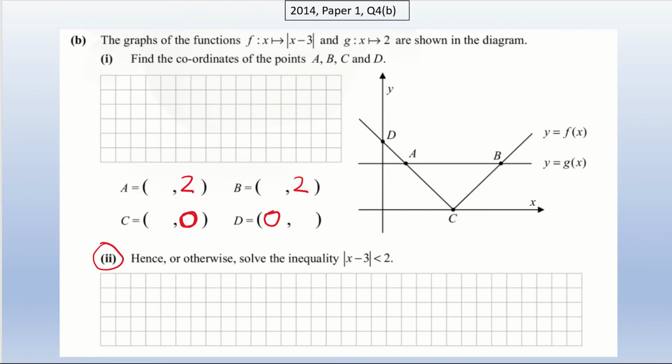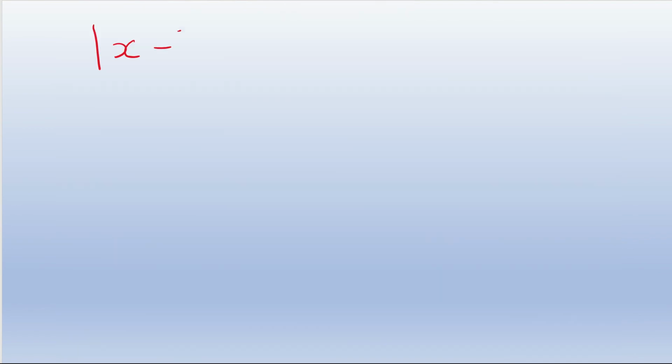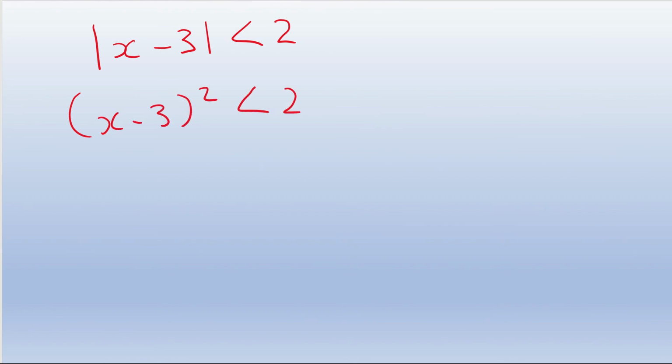So let me get a new page. The absolute value of x minus 3 is less than 2. I'm going to square both sides. So x minus 3 squared is less than 2 squared.